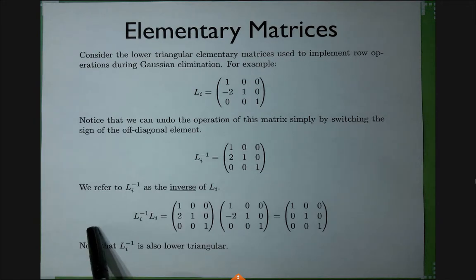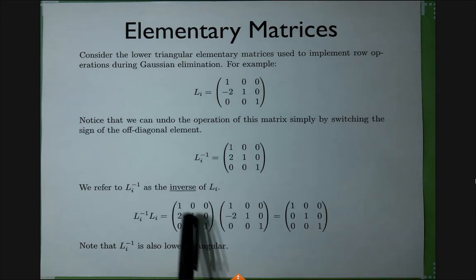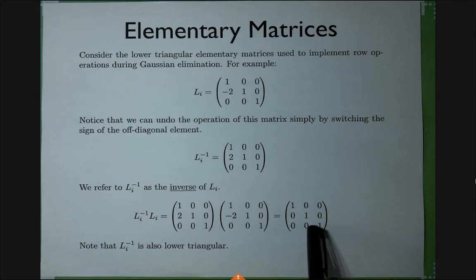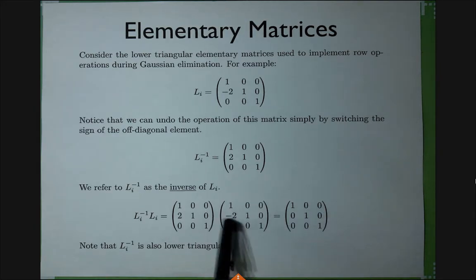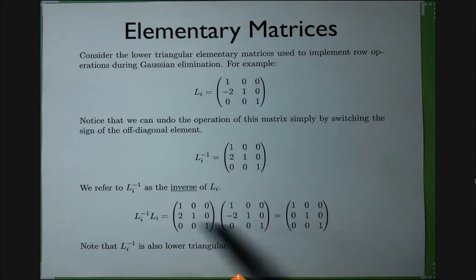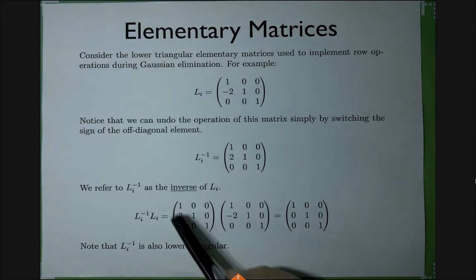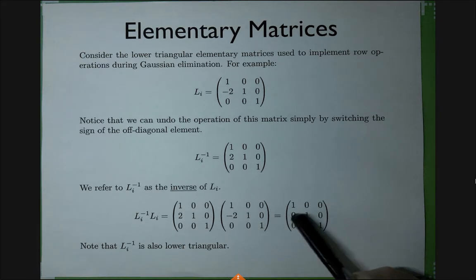I think I talked about inverse last time, right? So you know how inverse is defined now. Inverse means that if I multiply the matrix with its inverse, I get the identity matrix. So amazingly, all I need to do here is flip the sign, and if I multiply it, the first and the third rows in this case are copied no matter what, right? And here I'll get 2 minus 2, that's good. So I get 0 here and 1 here. So indeed I get identity.